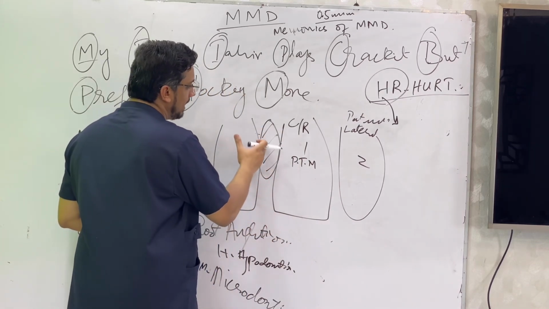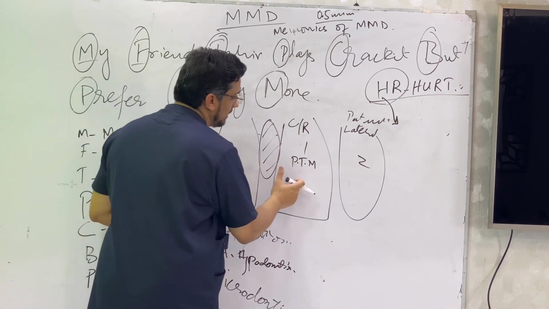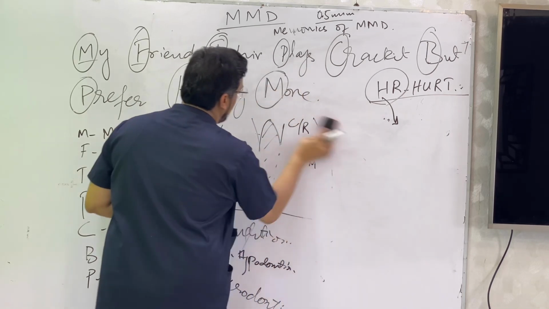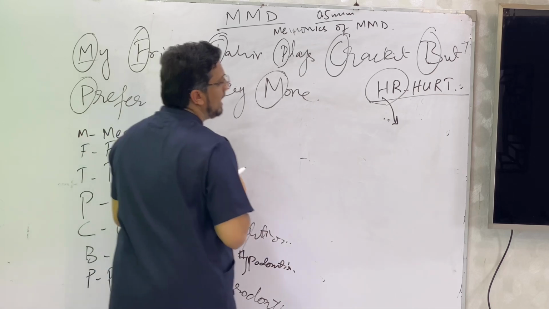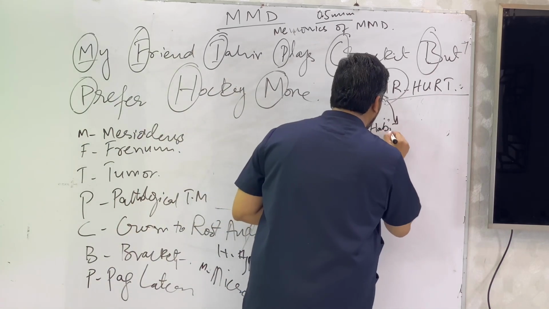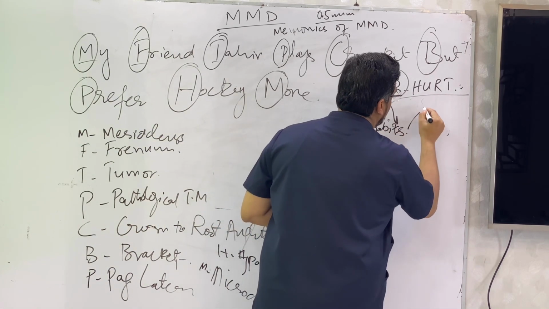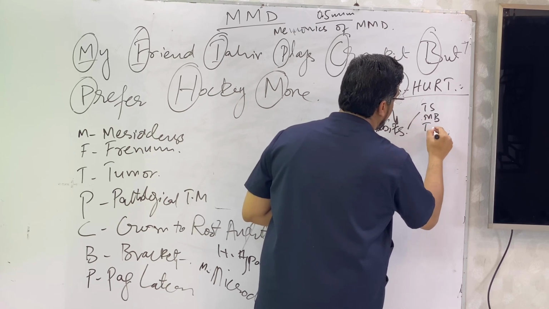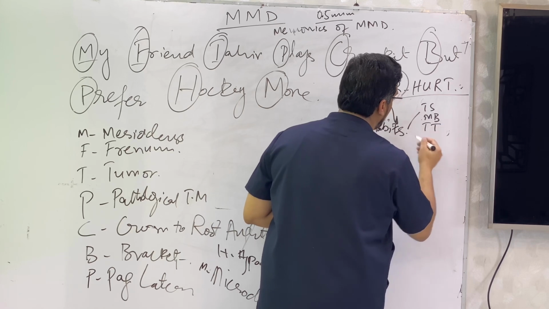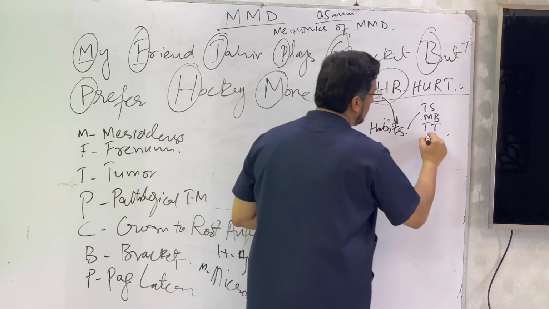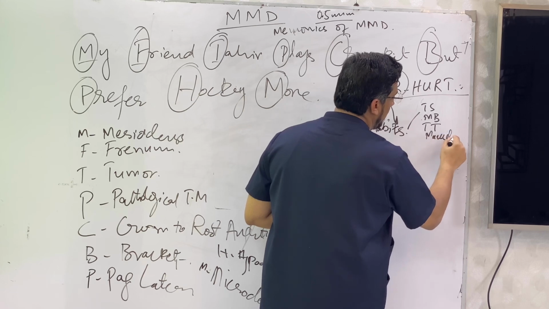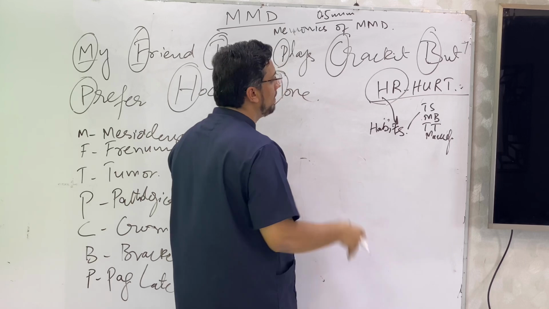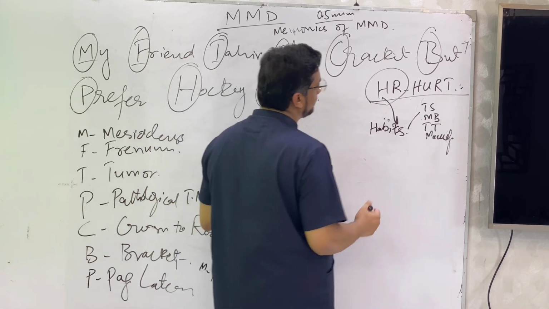We started the rhythm from between the central incisors, then we came to the central incisors, then we came to the lateral incisors. Now we are out of the rhythm and we are away from this. H stands for the habits, and the habits can be thumb sucking, mouth breathing, tongue thrusting, or macroglossia. Macroglossia is actually not a habit, but increased size of the tongue. I have combined it this way because of the similar mode of action.